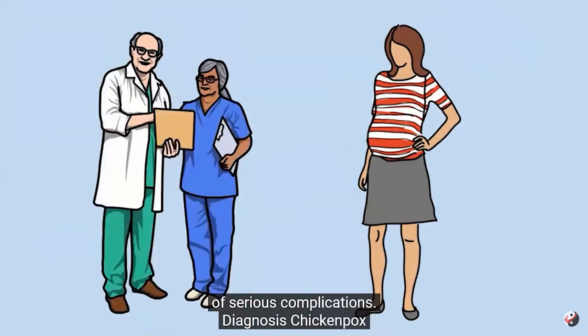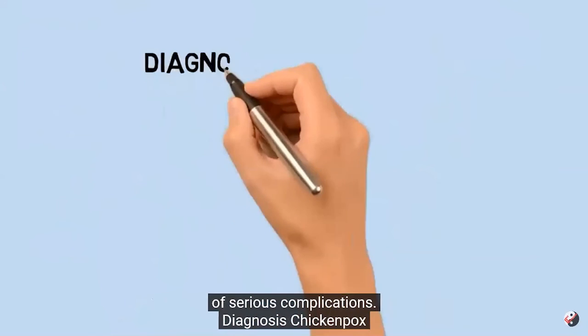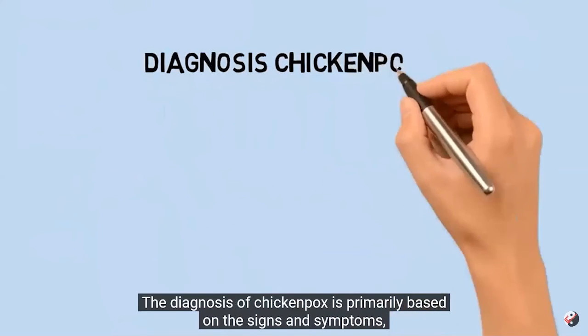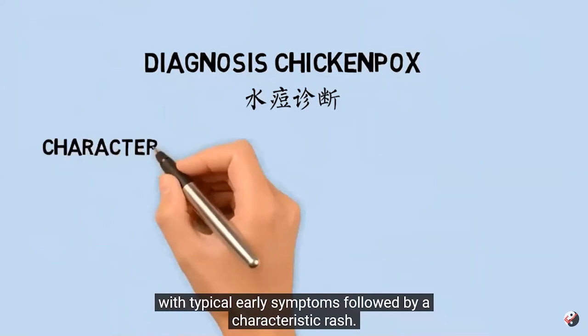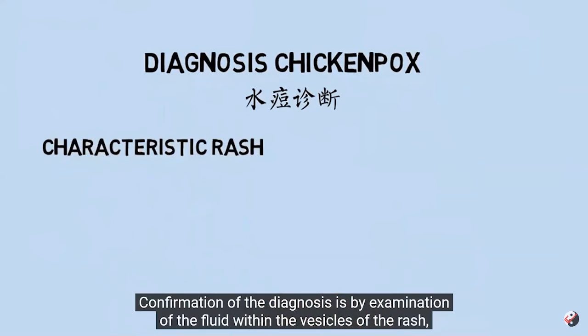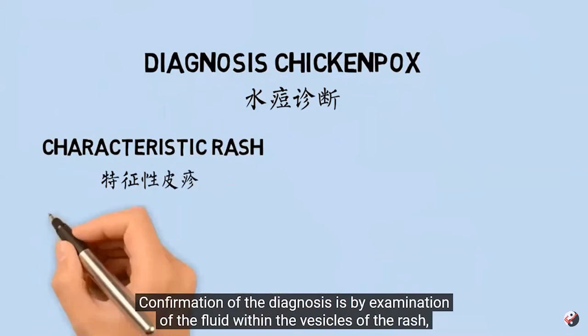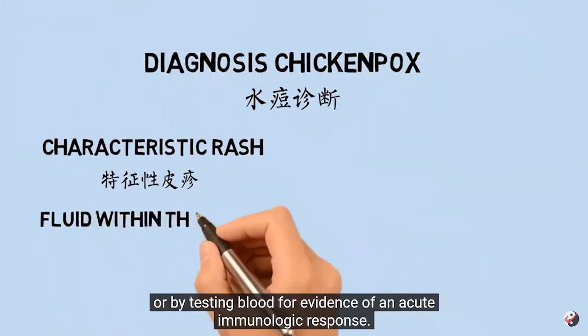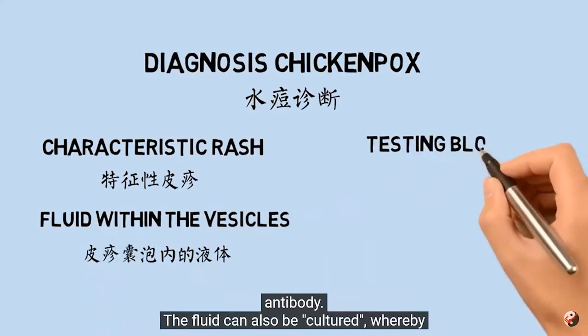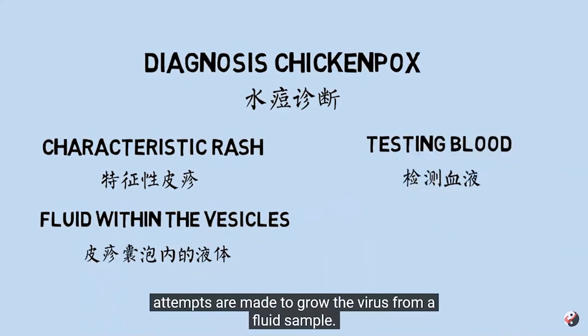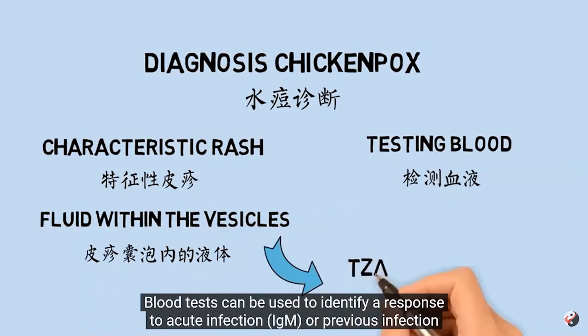Diagnosis: chickenpox. The diagnosis of chickenpox is primarily based on the signs and symptoms, with typical early symptoms followed by a characteristic rash. Confirmation of the diagnosis is by examination of the fluid within the vesicles of the rash, or by testing blood for evidence of an acute immunologic response. Vesicular fluid can be examined with a Zank smear, or by testing for direct fluorescent antibody. The fluid can also be cultured, whereby attempts are made to grow the virus from a fluid sample. Blood tests can be used to identify a response to acute infection, IgM, or previous infection and subsequent immunity, IgG.